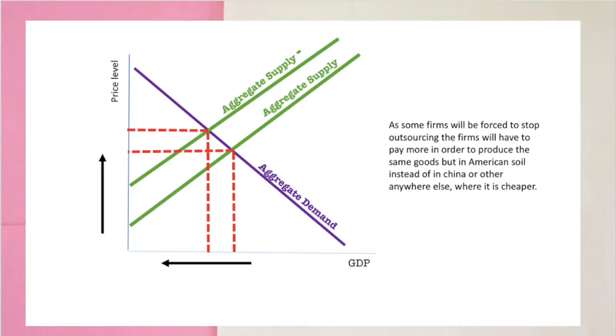As for the GDP, in the case of the United States, this variable will increase because the goods will be produced in the United States. On the contrary, GDP in Mexico will decrease as less investment means fewer goods will be produced in Mexico, increasing unemployment. As we can see in the graph, as firms stop outsourcing, they will have to pay more to produce the same goods.